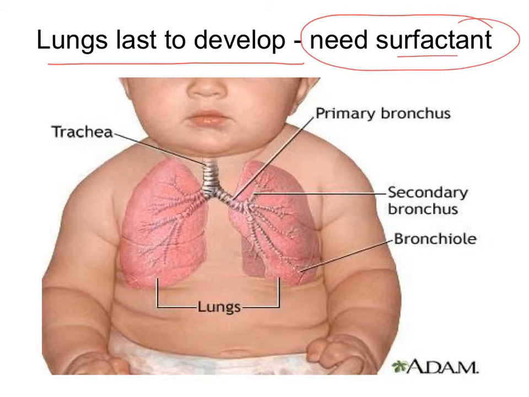But the lungs are the last to develop, and one of the problems is that there is a material called surfactant that helps to inflate these little teeny tiny alveoli in the baby's lungs. That is why immature babies, babies that are born prematurely, usually have breathing problems, because they don't have enough surfactant yet. Sometimes they have to go in special incubators that help them to respirate, because their little lungs have a hard time inflating without surfactant.